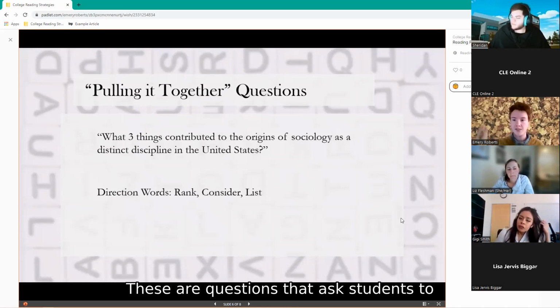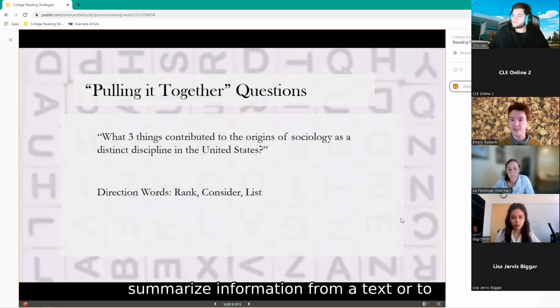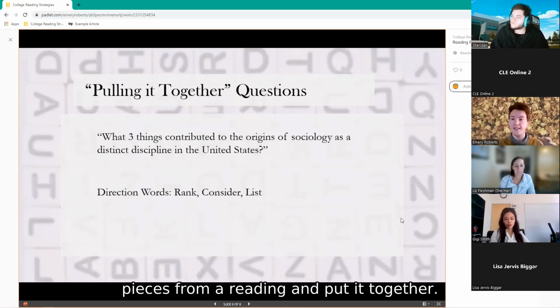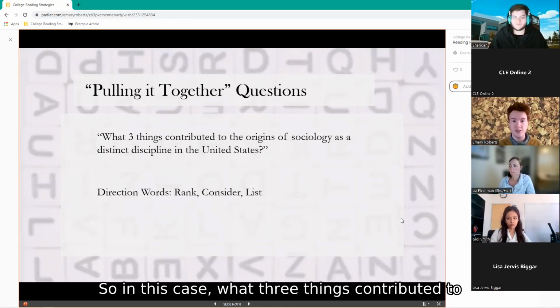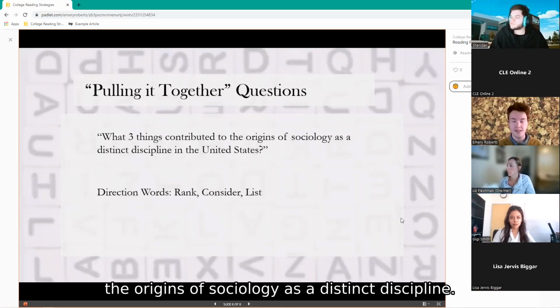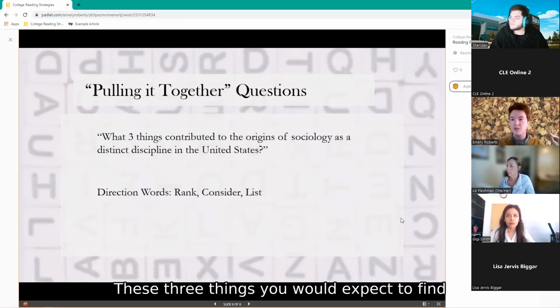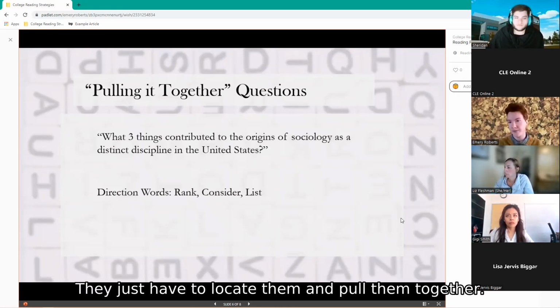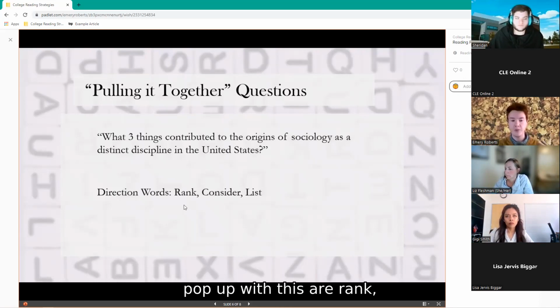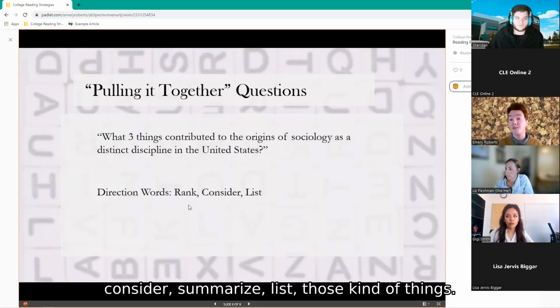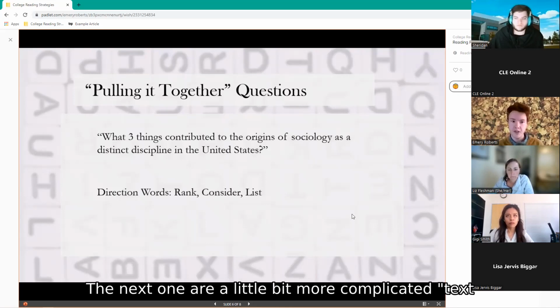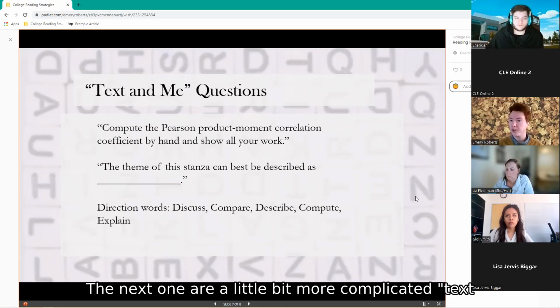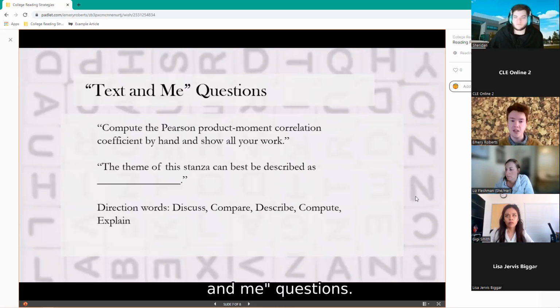The next one she calls pulling it together questions. So these are questions that ask students to summarize information from a text or to pull together different bits and pieces from a reading and put it together. So in this case, what 3 things contributed to the origins of sociology as a distinct discipline? These 3 things you would expect to find like in that sociology textbook. They just have to locate them and pull them together. So some of those direction words that might pop up with this are rank, consider, summarize, list, those kind of things.